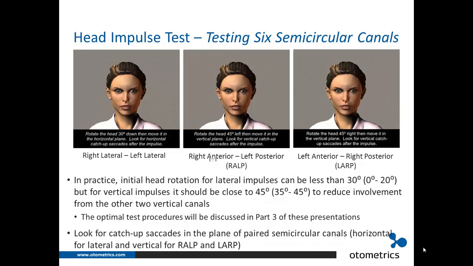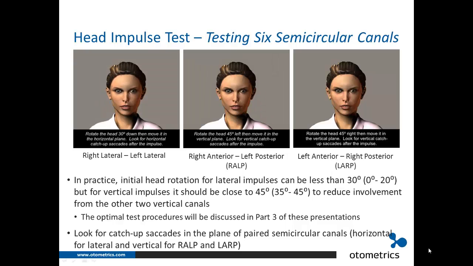First, let us review the direction of head movements that's necessary to evaluate each semicircular canal. For testing the lateral canal pairs, the head is rotated 30 degrees downward in the vertical plane, and head impulses are delivered in the horizontal plane. In this case, head impulses to the right are primarily a test of the right lateral canal, and head impulses to the left are primarily a test of the left lateral canal.